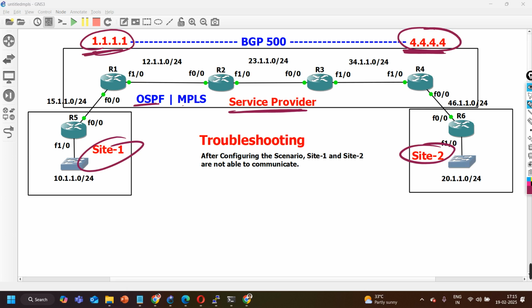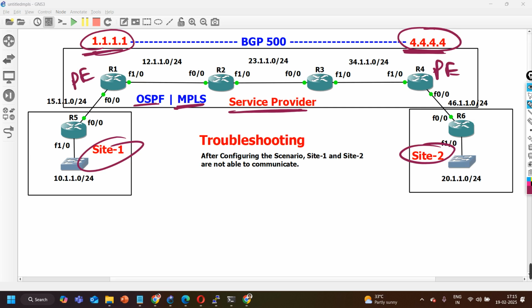And then we are running MPLS to forward traffic on the basis of labels. Router 2 and router 3 are not going to store customer prefixes, so these are P routers, right? Router 1 is a PE router, router 4 is also a PE router, connecting the customer and provider network.